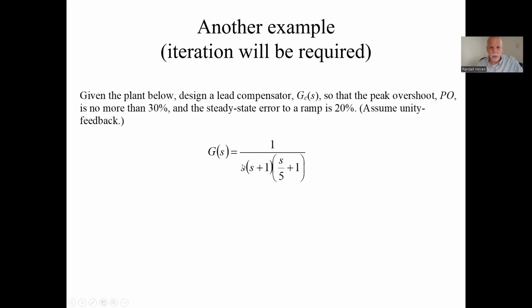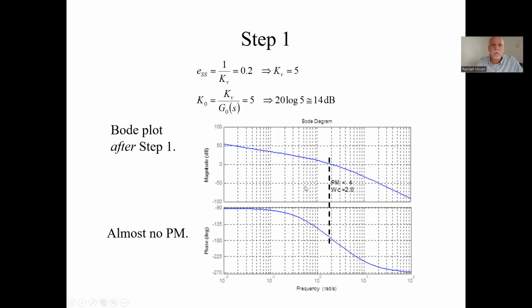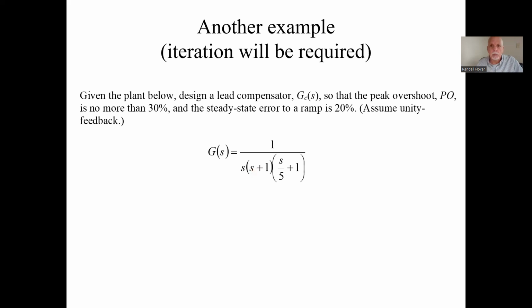Let's see the G sub naught. Get rid of that, set the other s's to 0, and I just get 1 over 1, or 1. So G sub naught evaluated at 0 is 1. So step 1 I can do without a Bode plot. By the way, what were the specs here? A peak overshoot spec under 30% and a steady state error to a ramp of 20%.